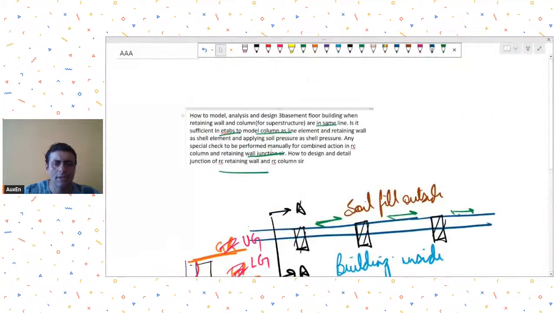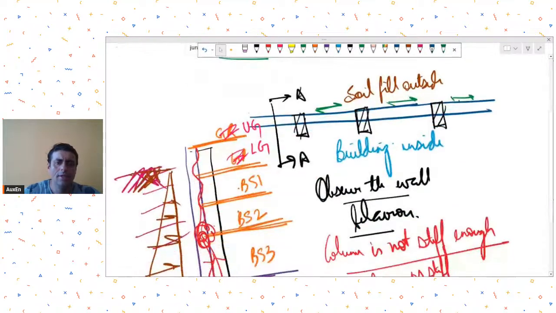That is the first thing. Any special check to be performed manually for combined action? So in these columns, as I told you, upon seeing the behavior, you first check what is happening, and then special checks means you may have to provide some additional shear checks at this junction between the wall, basement wall, and the column.